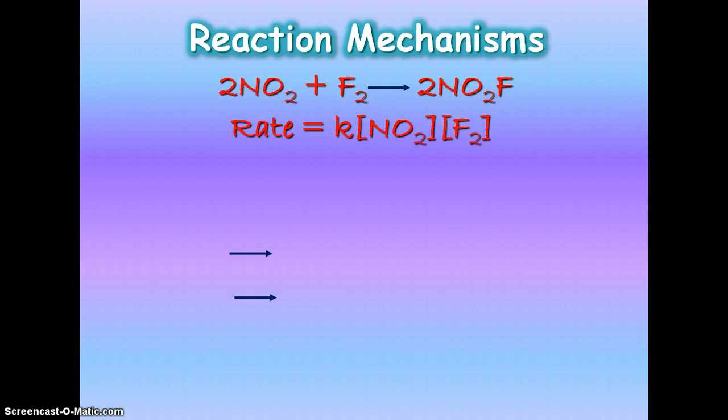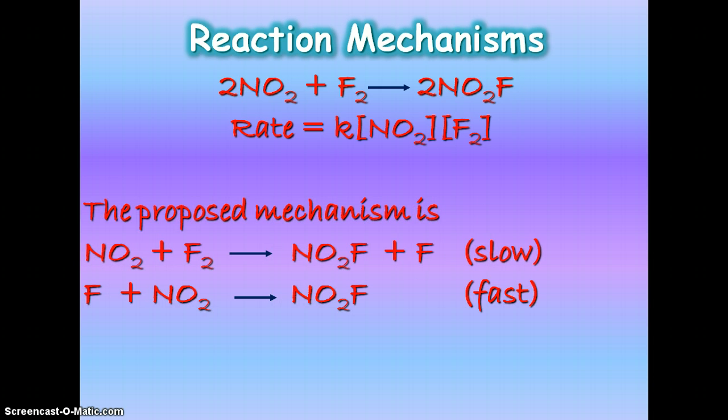So first we have the equation 2NO2 plus F2 goes to 2NO2F. When you're looking at the rate law, you see the rate is k times the concentration of NO2 times the concentration of F2. The proposed mechanism is this. So you have step 1 and step 2.